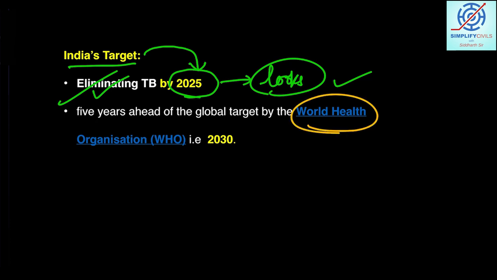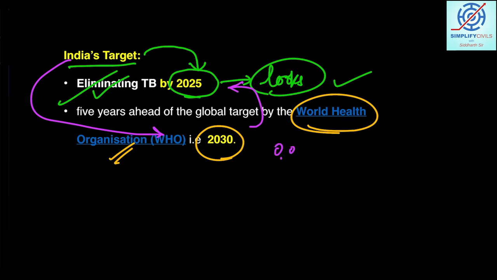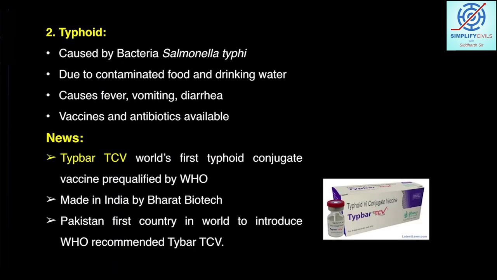However, if we talk about the World Health Organization, what is the target decided by WHO as an organization? It is 2030. So what UPSC will do is swap the years, saying India's target is 2030 and WHO's target is 2025, and then you will be confused. I do not want you to be confused. India's target is way earlier. It is 5 years less in comparison to what WHO has decided. So we are much ahead in this respect. Okay, so this was the overall topic.